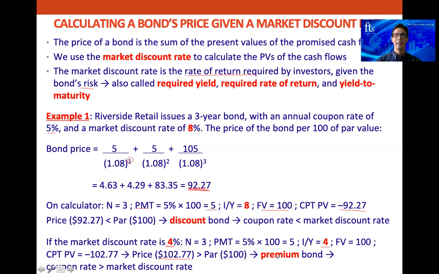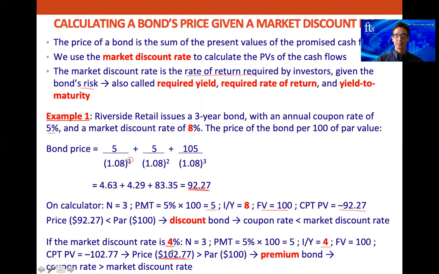So if Riverside Retail was very popular, the company was performing very well, we would expect their bonds to be trading above par, because the coupon rate of 5% is now above the market discount rate. So in scenario 2, investors are prepared to pay $102 for this expected stream of cash flows, because they perceive the risk to be a lot lower in Riverside Retail.